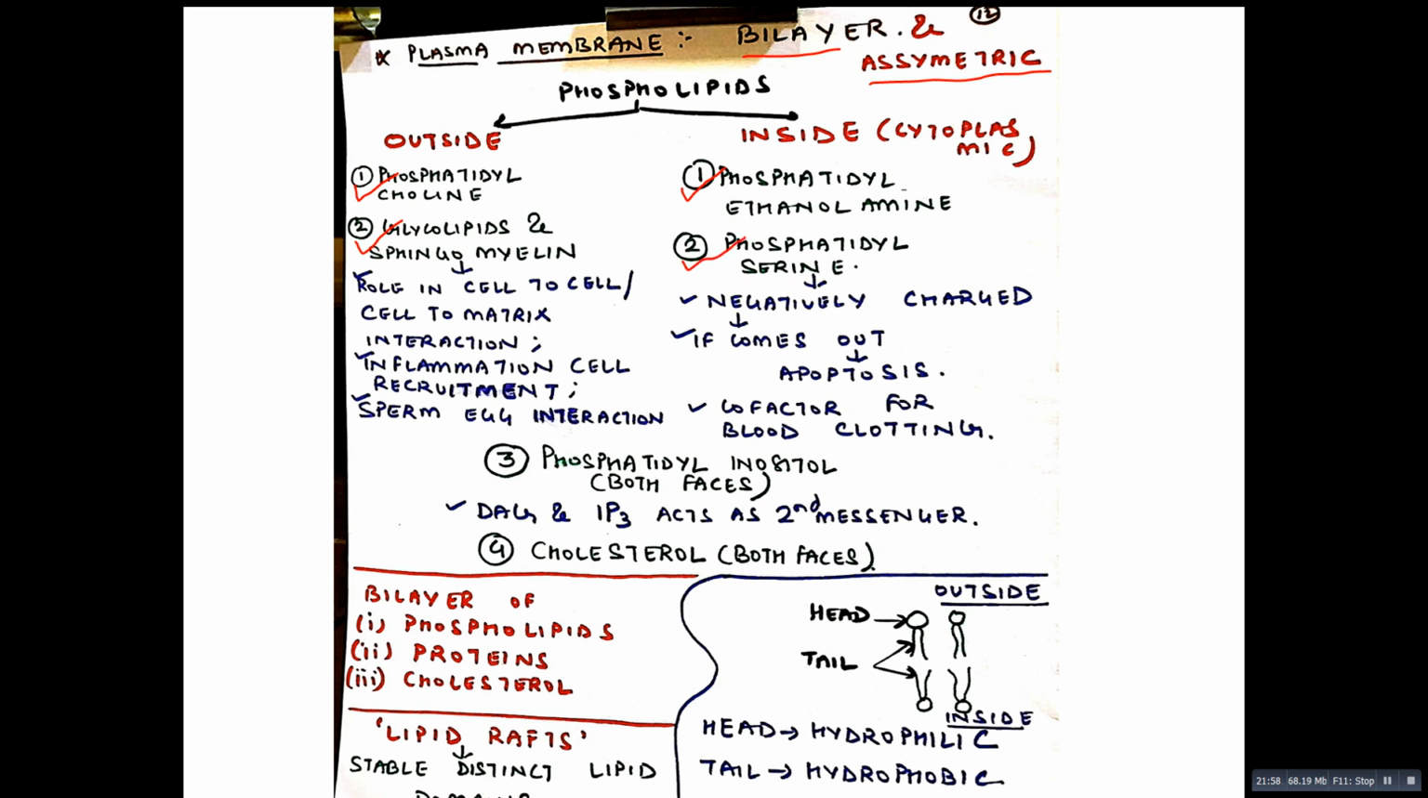Whereas phosphatidylserine is a negatively charged molecule, and if it comes out of the cell, it will trigger cell death in the form of apoptosis. And also, the phosphatidylserine is a cofactor for blood clotting. Now, as we have read, phosphatidylinositol is present both outside as well as inside, and this phosphatidylinositol gives rise to diacylglycerol and inositol triphosphate, which act as second messenger. Again, cholesterol is found on both surfaces. As I've already mentioned about lipid raft, these are stable, distinct lipid domains.